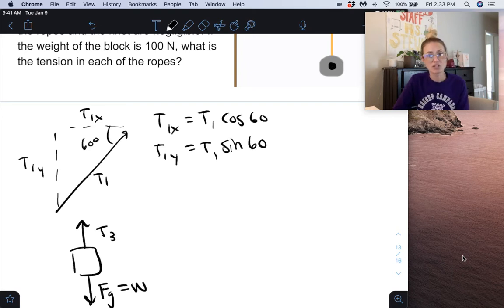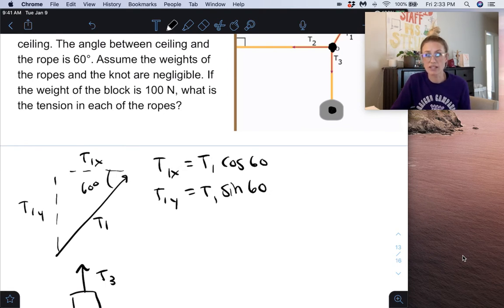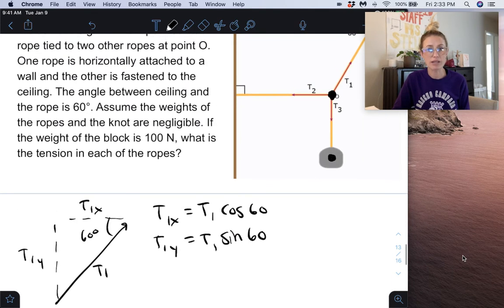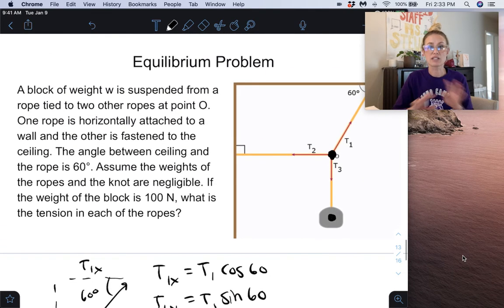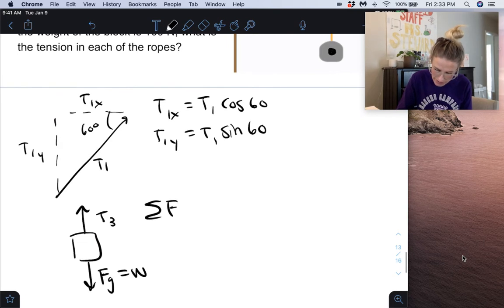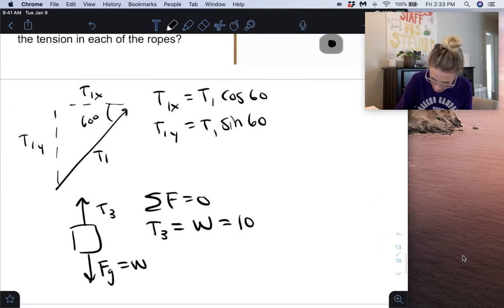So we can already see what T3 is because we know that the weight of the block is 100 newtons. That's the other part of this problem: because we're at equilibrium, that means that everything is at rest. We're suspended, so that means forces are balanced. Since we're at rest, the net force is equal to 0 because we're not accelerating at all. And so here, what that tells us is that T3 is equal to the weight, which is 100 newtons. So we already have our first tension.